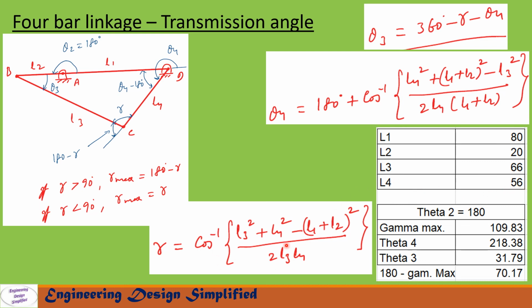So using this equation, we found gamma. Gamma is 109.83, that is greater than 90 degrees. So gamma max can be written as 180 minus this gamma, that will become 70.17 degrees. This is the maximum transmission angle for this mechanism. So using this equation, we find theta 4. Theta 4 is 218.38 degrees, that is this angle. So using this equation, we find theta 3. Theta 3 is 31.79 degrees, that is this angle.